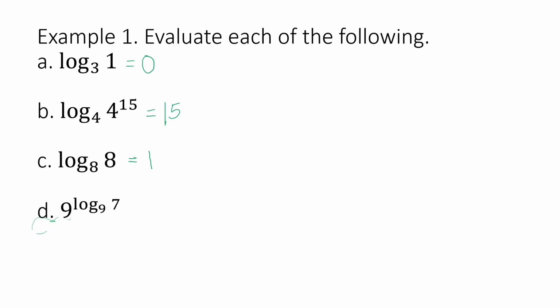9 raised to the logarithm of 7 to the base 9. So this whole is an exponent, and this is the base. We have learned from the discussion of the fourth property that it is equal to 7. Whenever the base of the logarithm, which is an exponent, is the same as the base of the expression, then the answer to this whole expression is the argument or the antilogarithm. So 9 raised to the logarithm of 7 to the base 9 is equal to 7.